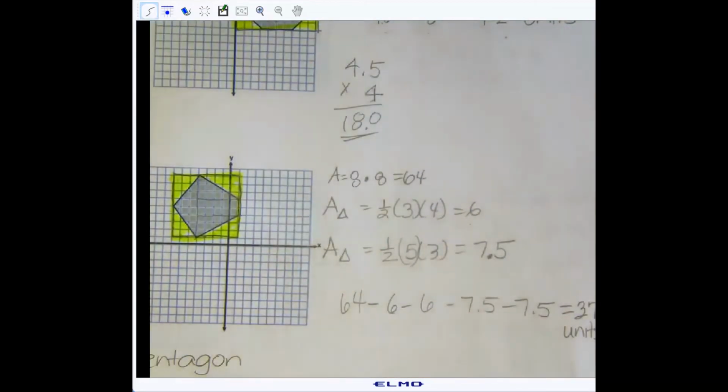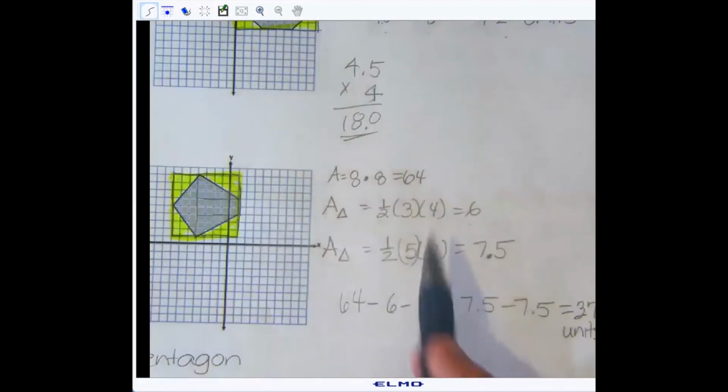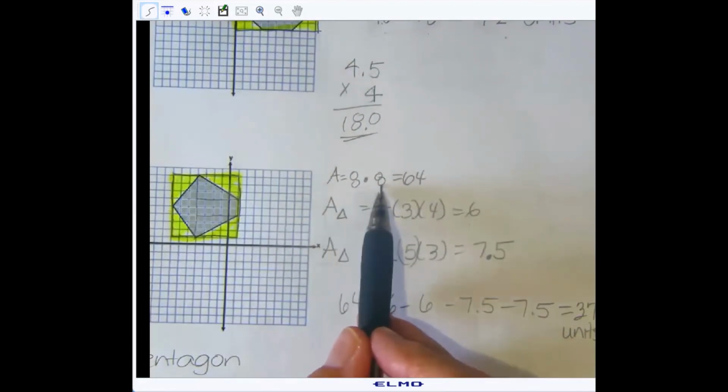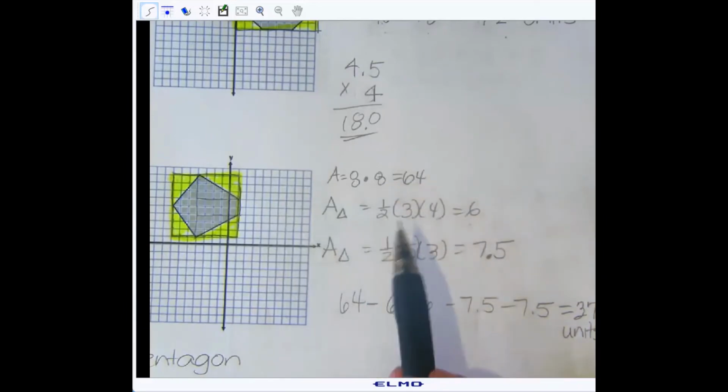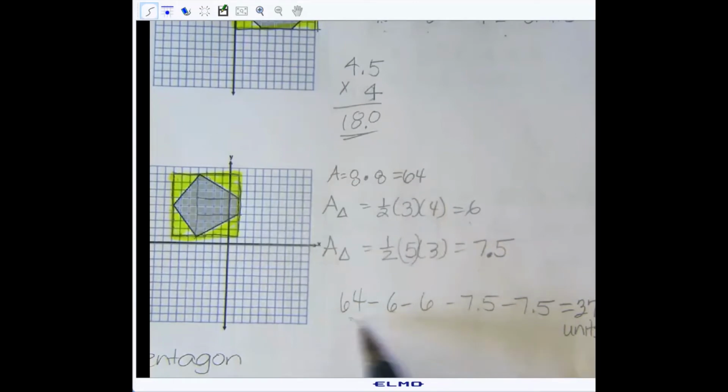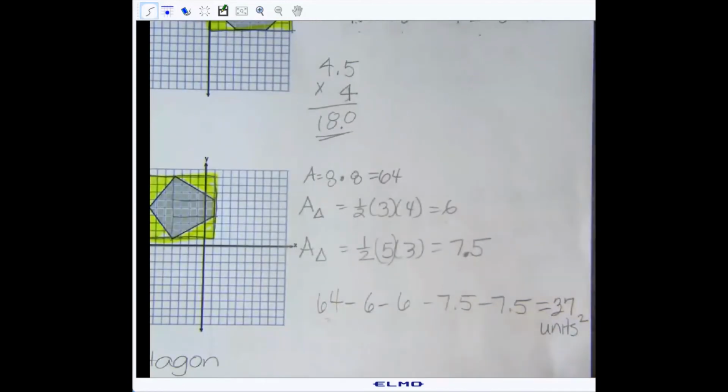So I take the full area of my rectangle, which is an 8 by 8. It's actually a square. Remember, a square is a special type of rectangle. And you subtract from 64 the 2 6s and the 2 7.5s, and you get 37 square units.